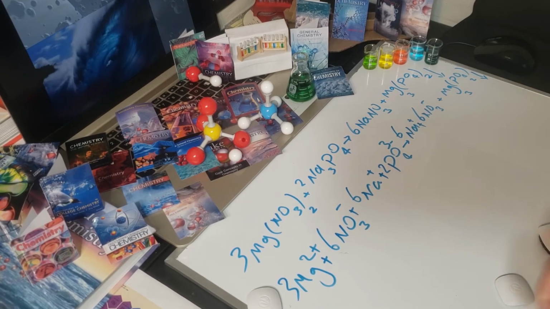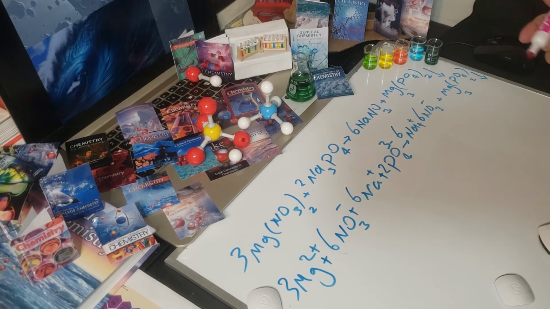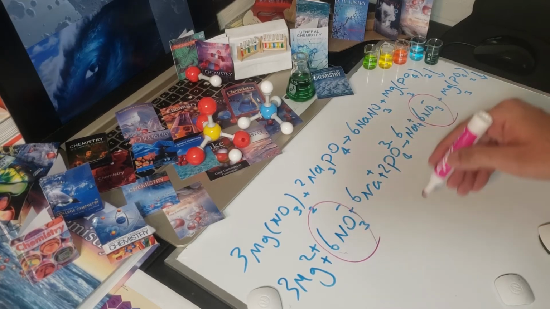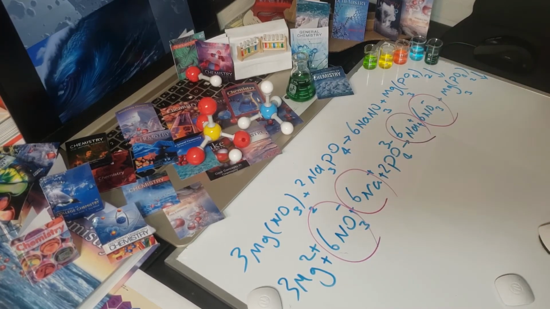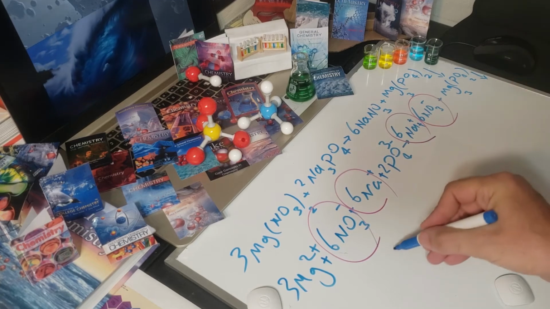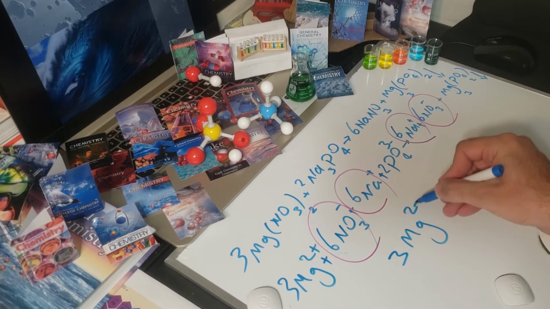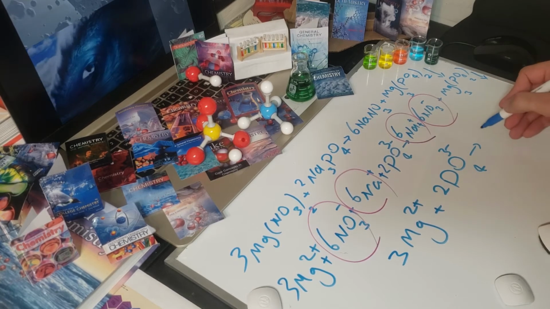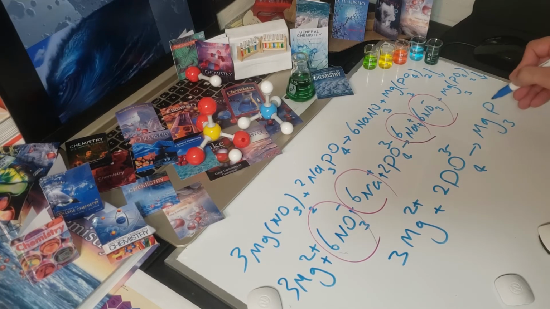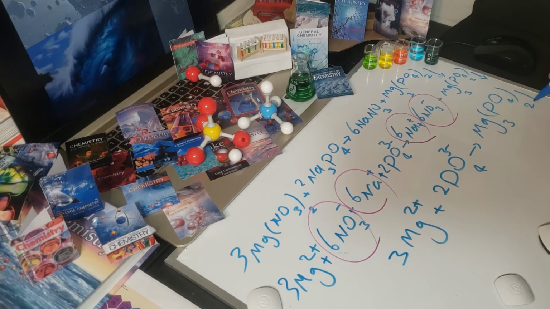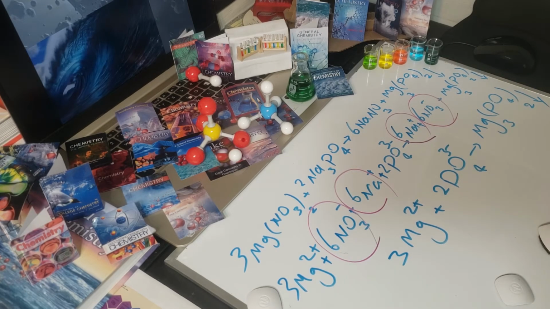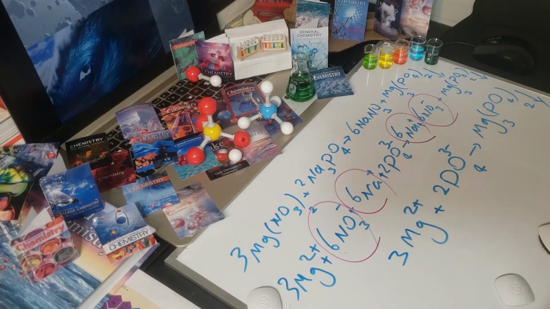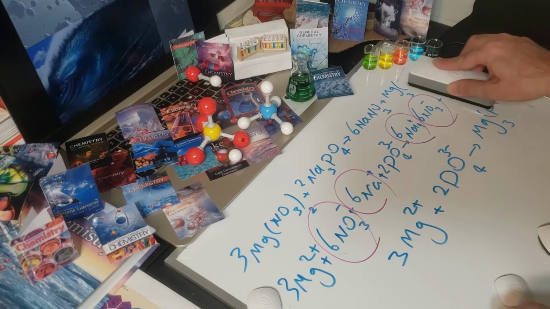So now let's go on and circle those common or spectator ions, the 6 nitrate, and you have also 6 sodium on both sides. So I could go on and say 3 Mg double plus and 2 PO4 triple minus, giving me magnesium 3 PO4 2 going down. That's the net ionic equation. Okay, so that's this. Let's move on to the next example.